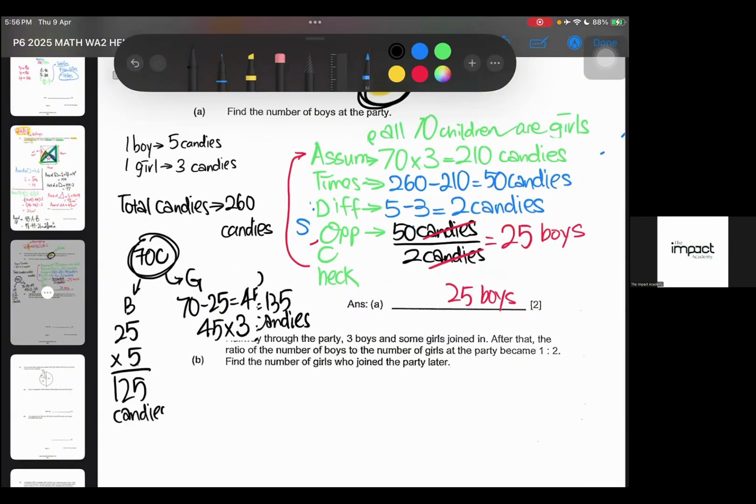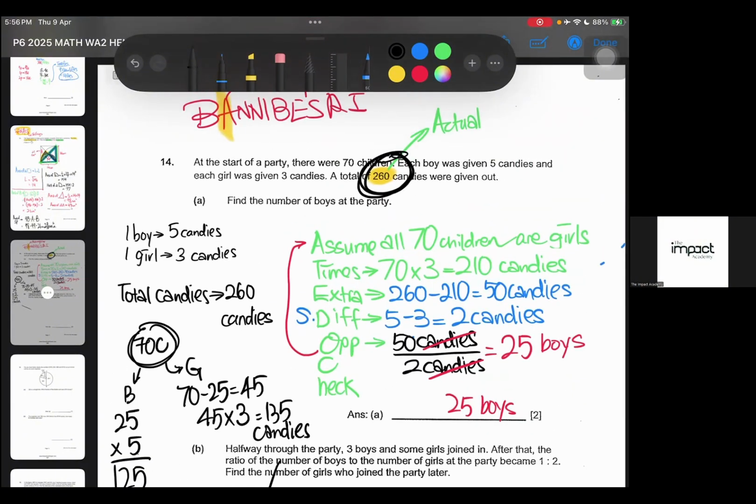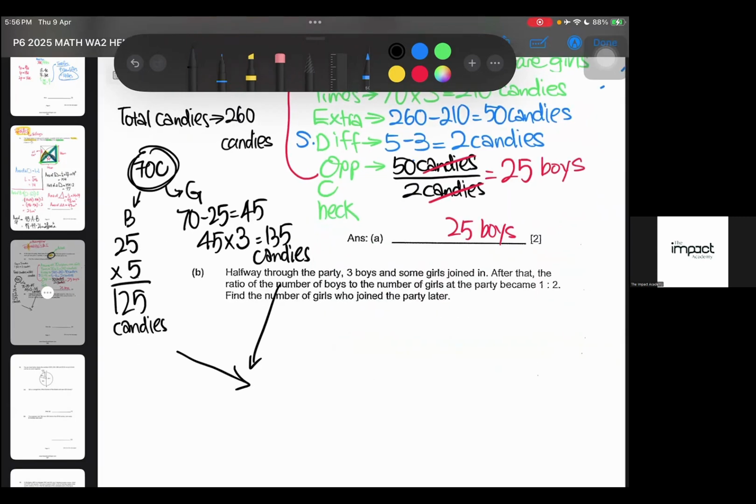Now, when these two get added up together, what happens? Does it bring you to 260 candies? If it does, that means you have assumed correctly. So I have, right? Yeah, so that's basically how I get to the answer of 25 boys. Okay? Now, of course, we move on to the next part.